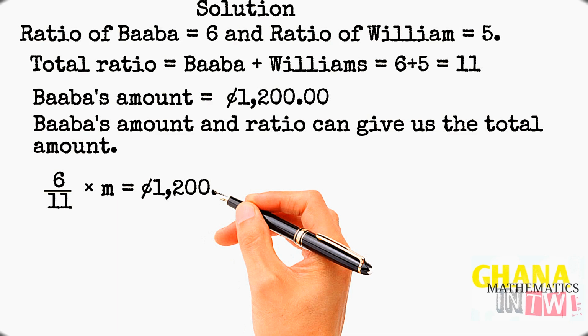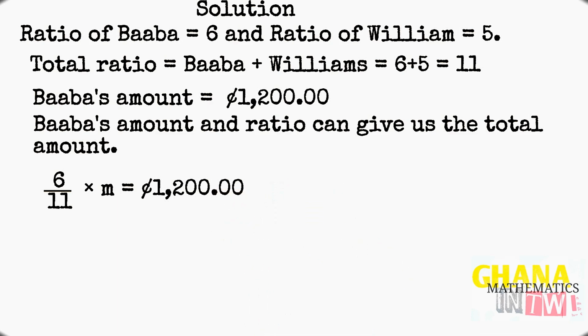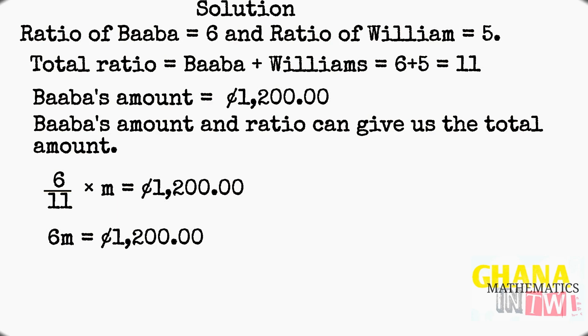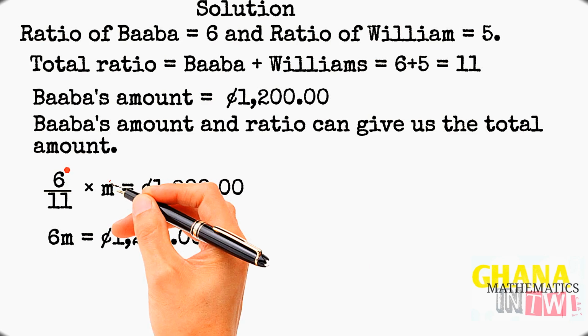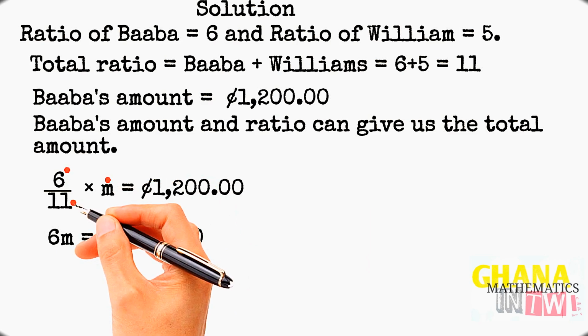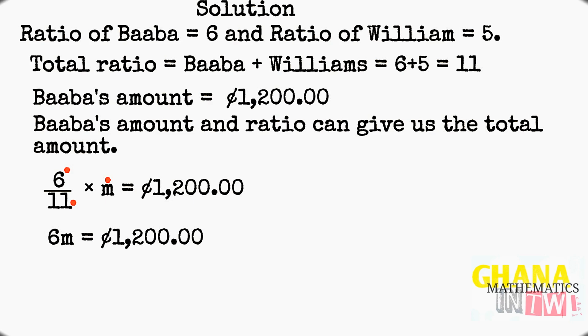So 6, which is the BECE ratio, over 11, the total ratio, times the total amount, which is m, gives us 1,200 cedis, which is the BECE amount. But 6 times m is 6m, so it is 6m over 11, with 6m in the numerator and 11 in the denominator, equal to 1,200.